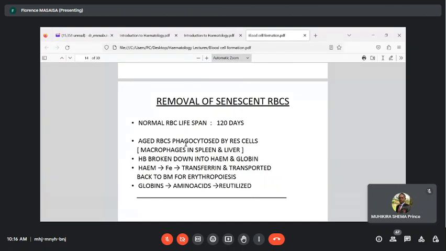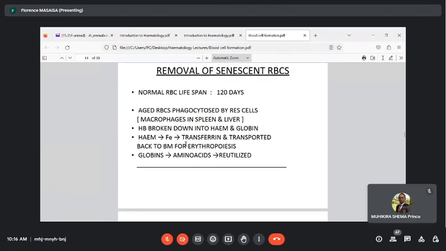Transferrin will transport that iron again to the bone marrow for erythropoiesis. The globin will be broken down, becoming amino acids. Then those amino acids will also be reutilized. So what does it mean? It means that the iron from the destroyed cells will be taken by the transferrin and come back again for erythropoiesis. It's not lost. Then we have the amino acids, which are also used.